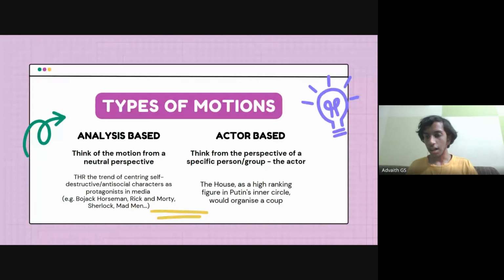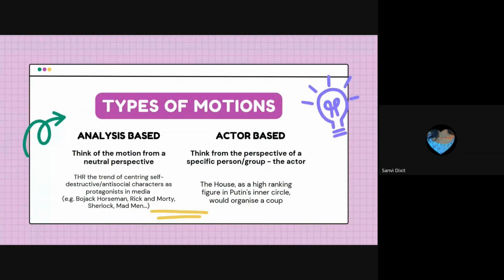Right. Who's next? It's Sanvi. Yeah. Can you explain actor-based motion again? I didn't understand quite well.